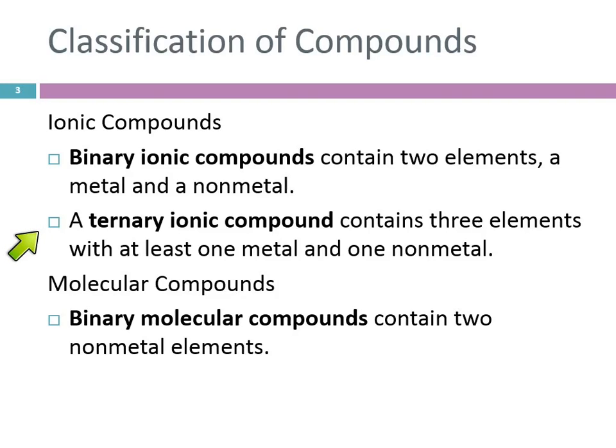Ternary means 3. So ternary contains 3 elements, has to have at least 1 metal and 1 nonmetal. So that's one group. Another category is molecular compounds. We're only going to talk about one subcategory, the binary molecular compounds. Binary again, 2 elements. Binary molecular compounds contain 2 nonmetals. If you've got a metal and a nonmetal, it's ionic. 2 nonmetals, it's molecular.